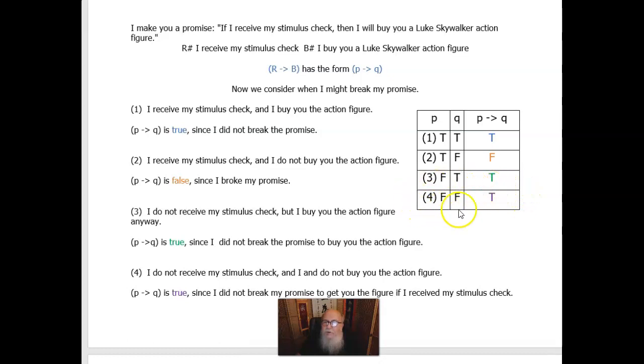Now this might be the hardest one to understand, so first you just memorize it. If false then false is true, but think about that. I did not receive my stimulus check, and I do not buy you the action figure. Well, I did not break my promise. It's true since I did not break my promise to get you the figure if I receive my stimulus check.